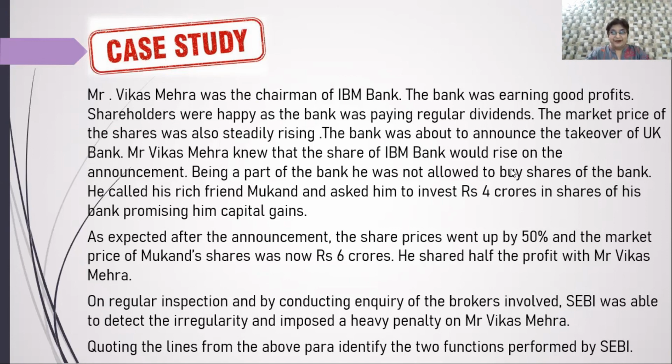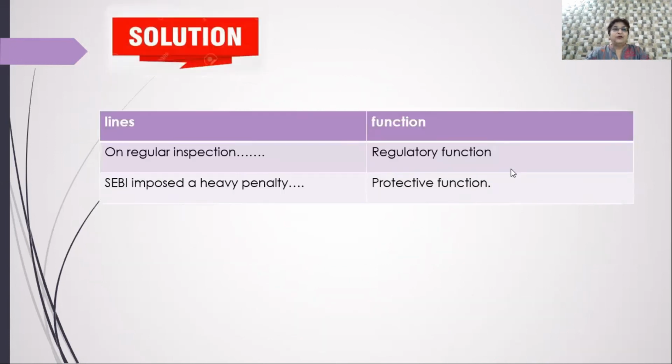Let's hope you have done the same. I'll give you a moment and then we'll see the answer. Yes, these are the 2 functions: on regular inspection and by conducting inquiry, and imposed a heavy penalty. These are the 2 lines that have been quoted for the function. You already know the function. Let me share the answer with you. So on regular inspection, it's regulatory function, and SEBI imposed heavy penalty, that is protective function.